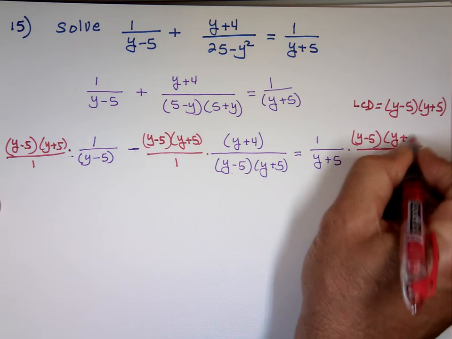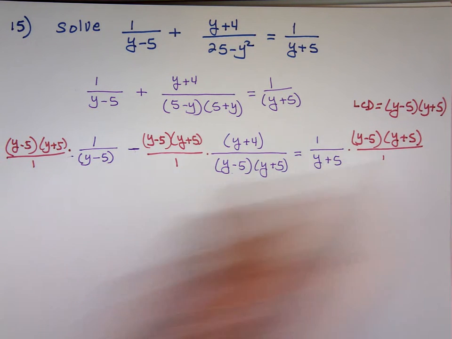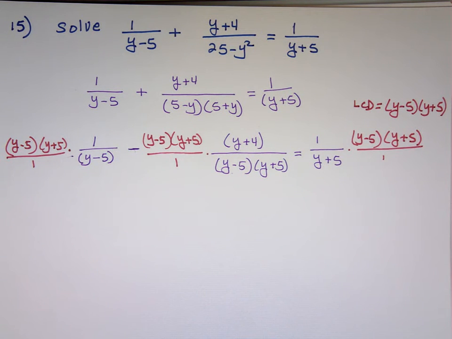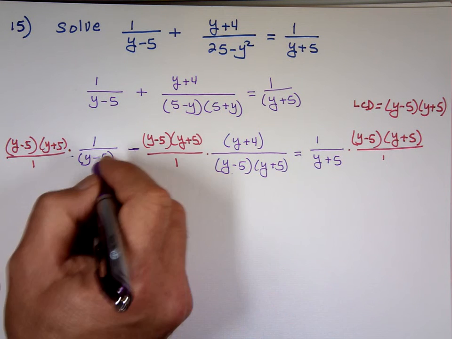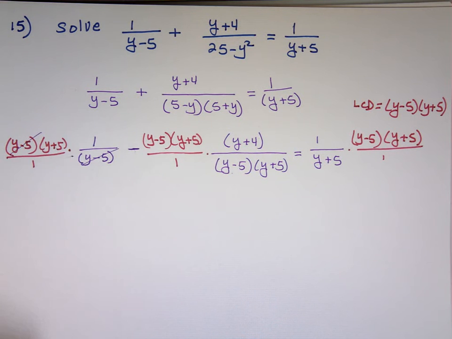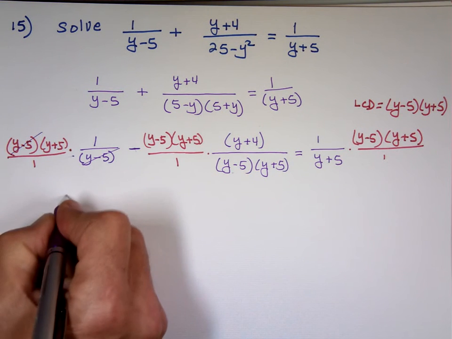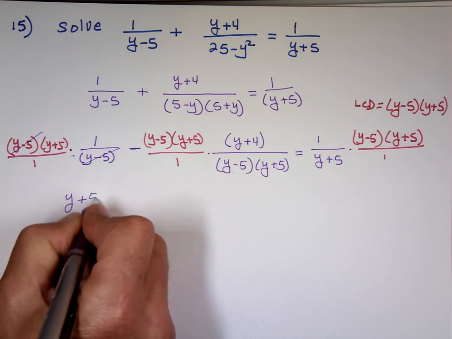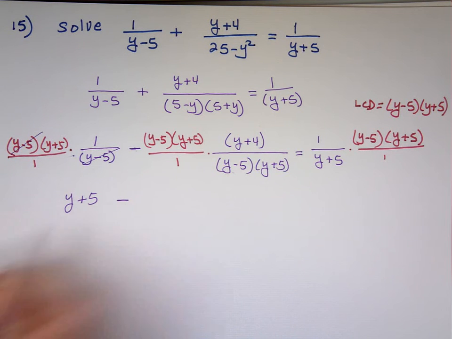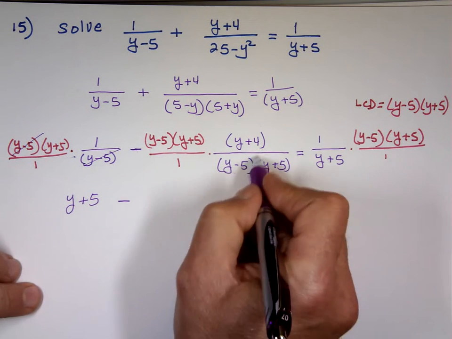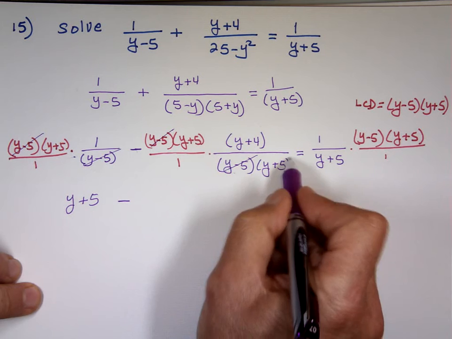And let's see if we see anything that might cancel. The y minus 5 with the y minus 5. So I have 1 times y plus 5, which is y plus 5. Here's the minus. This one cancels this. This one cancels that. That's y plus 4.